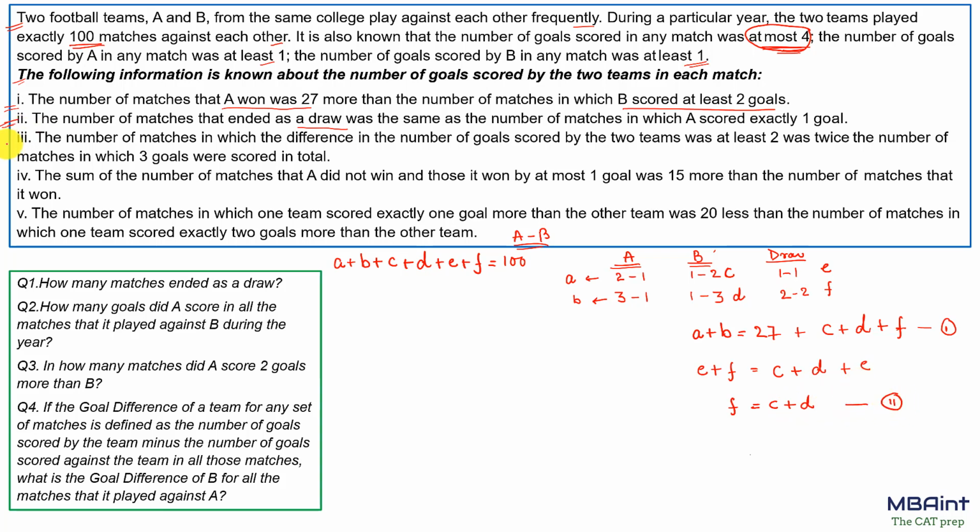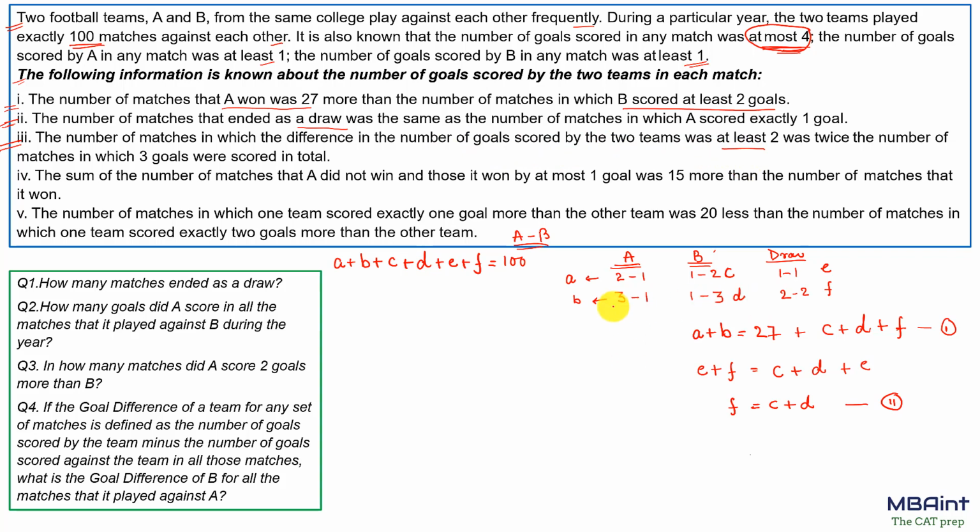Now what else? Let's see the third point. It says that the number of matches in which the difference in the number of goals scored by 2 teams was at least 2 was twice the number of matches in which 3 goals were scored in total. So let's just write it down in terms of equation. What we can write is the number of matches in which the difference in the number of goals scored by 2 teams was at least 2.